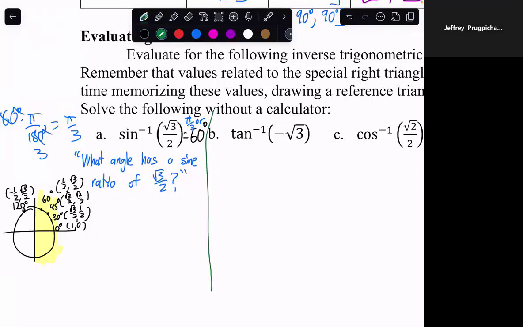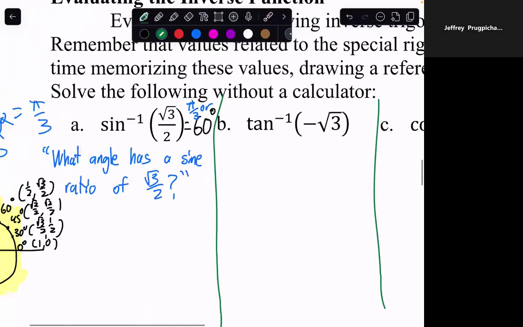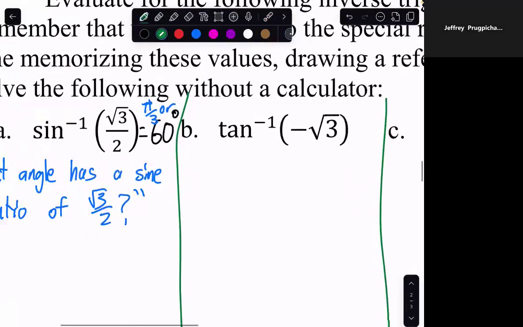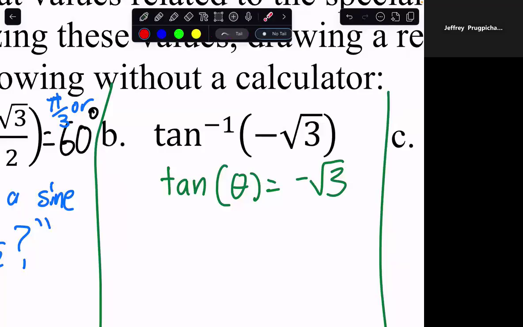Okay, so let me do one more with you. Tangent's a little trickier because tangent involves both x and y. But inverse tangent of negative radical 3 is asking what angle has a tangent of negative radical 3. If you want to write this one in symbols, this is basically asking regular tangent of what angle equals negative radical 3. So you've got to figure out what angle leads to this answer.